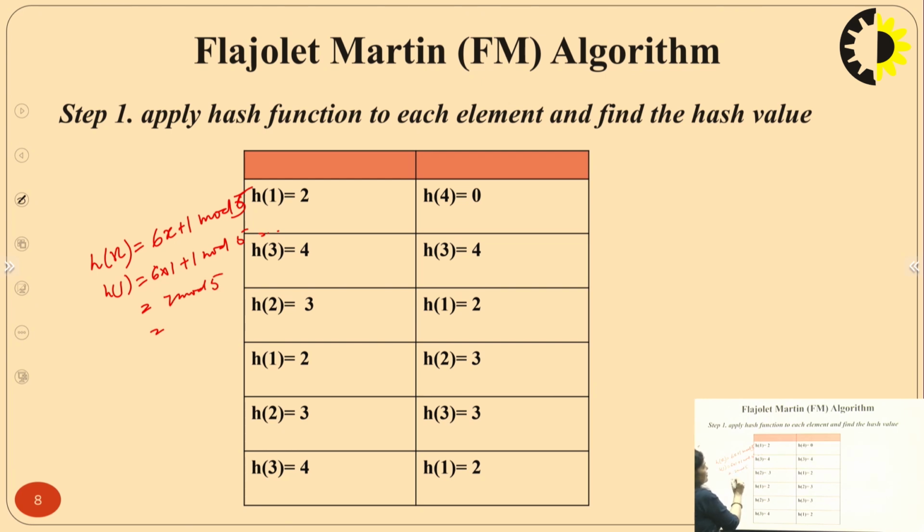So this gives us 2. So thereby we are having a value of 2 here. The similar step we are performing for each and every element of the stream. So we can see that for h3 we will be having the value of 4. For h2 we are getting 3. Then for h1 we are getting a 2. For h2 we are getting a 3. So this way we have counted and found out the output of the hash function for each and every element of the stream.